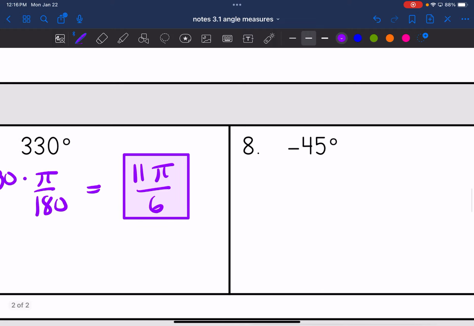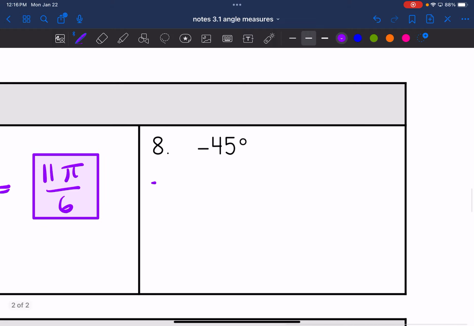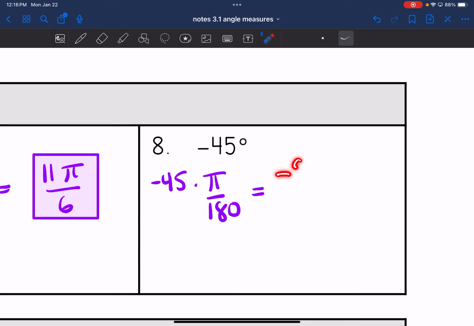Okay, and then the last one, negative 45 degrees times pi over 180. Both are divisible by 5, so that would be negative 9 over 36. But then both of those can be divisible by 9, so 1 over 4. So you don't really need to write the 1. It'll just be negative pi over 4.